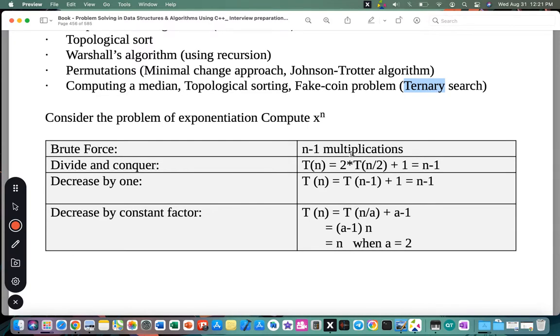Consider the problem of exponentiation. Compute this. So if we try to compute this using brute force, it requires n-1 multiplications. Divide and conquer, it requires n-1. Decrease by 1, it requires n-1. Decrease by constant factor, it requires n, or the constant minus 1 times n. All right.